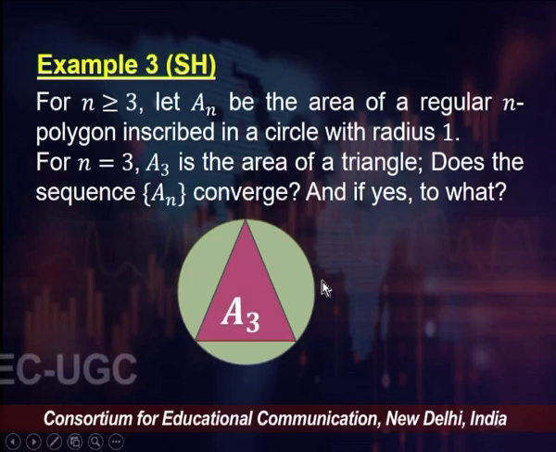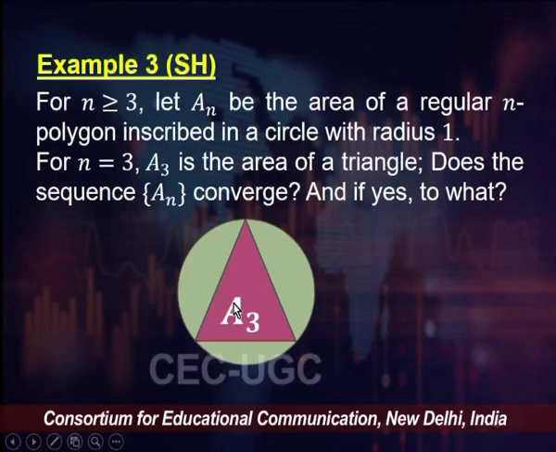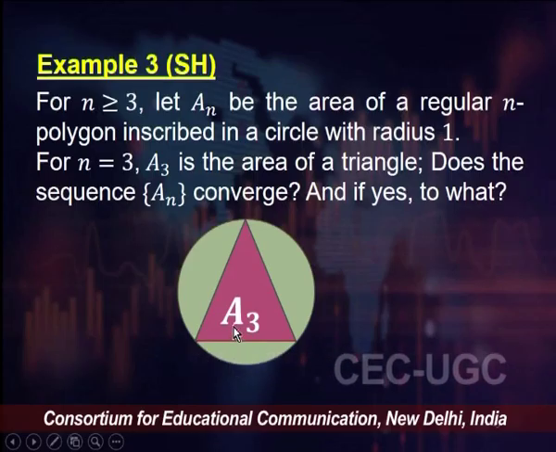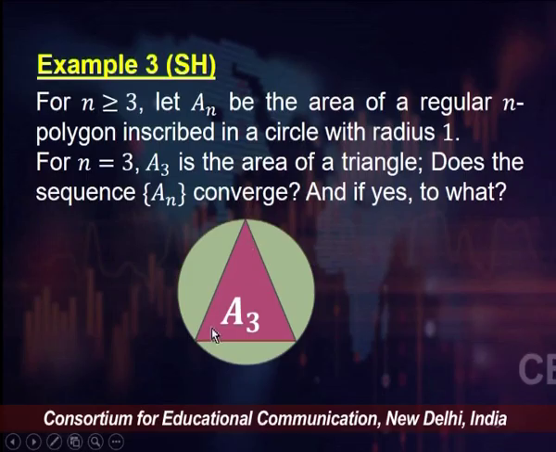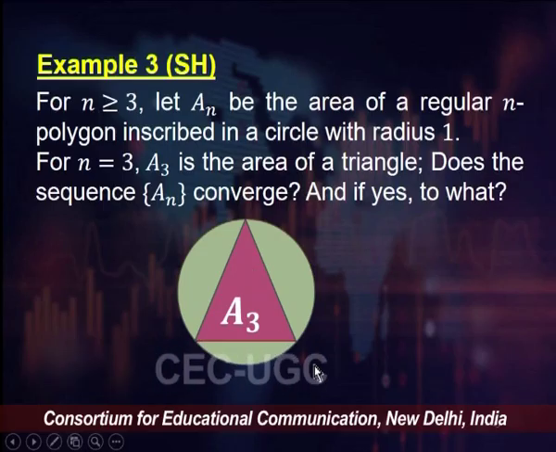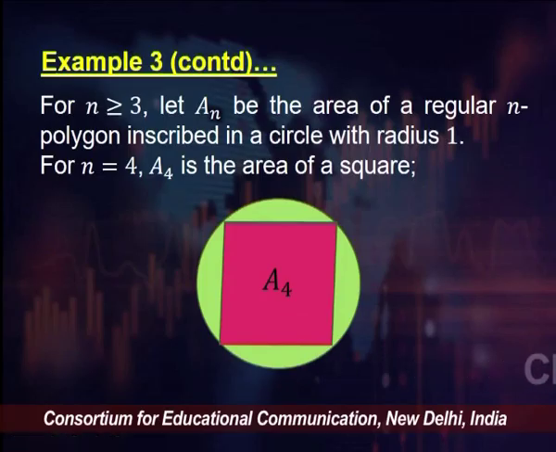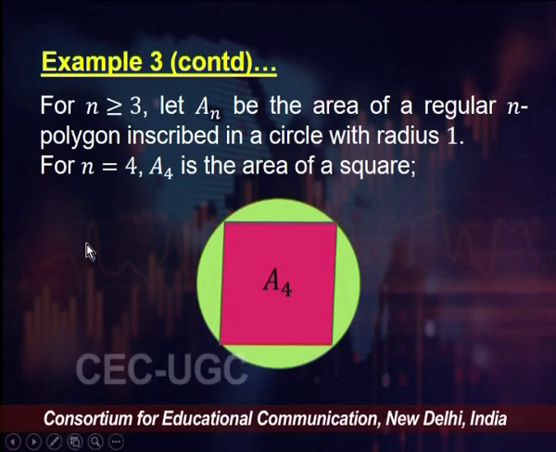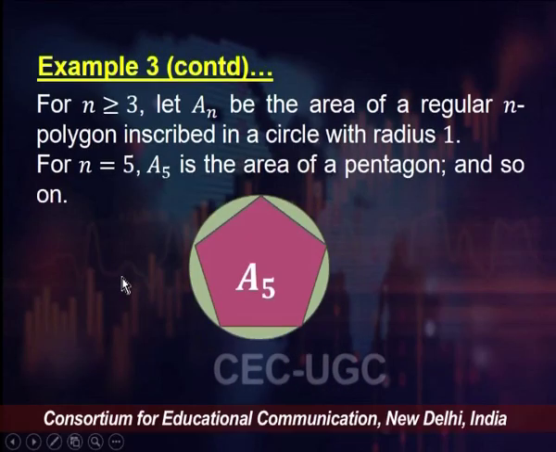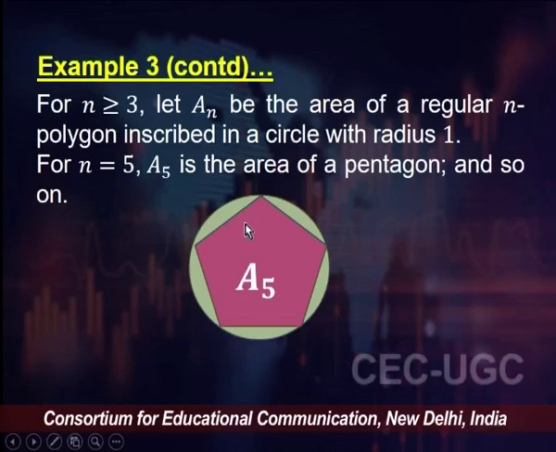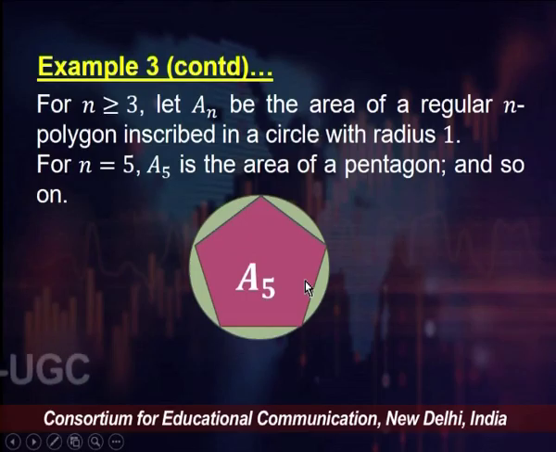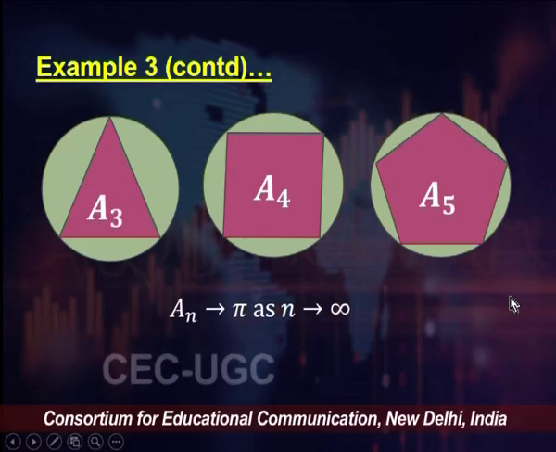Let us get a sense of things visually here. A3 is nothing but the area of a triangle inscribed in a circle with radius 1, and it is shown here on the slide. Similarly, A4 would be the area of a square inscribed in a circle with radius 1. Similarly, A sub 5 would represent the area of a pentagon inscribed inside this circle with radius 1. Let us take a look at these three pictures together and see what is happening.